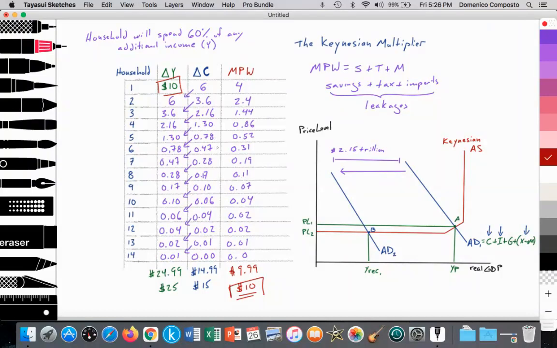Now, what's interesting is we have just introduced $10, but we got an additional $15 of spending, or a total of $25 of spending in the total economy. So by introducing $10, GDP grew 2.5 times. And that is the concept of the Keynesian multiplier. Now let's take a look at that.